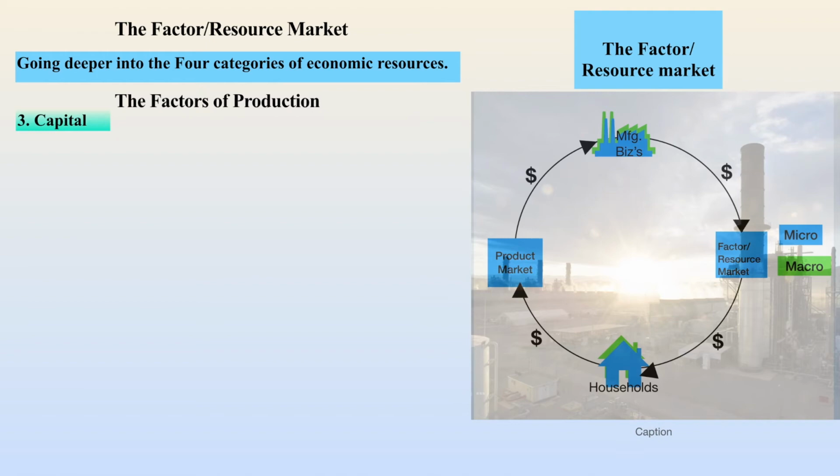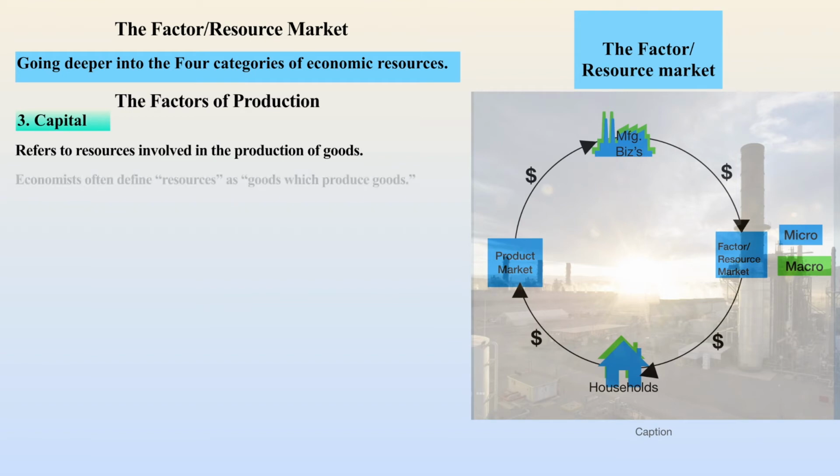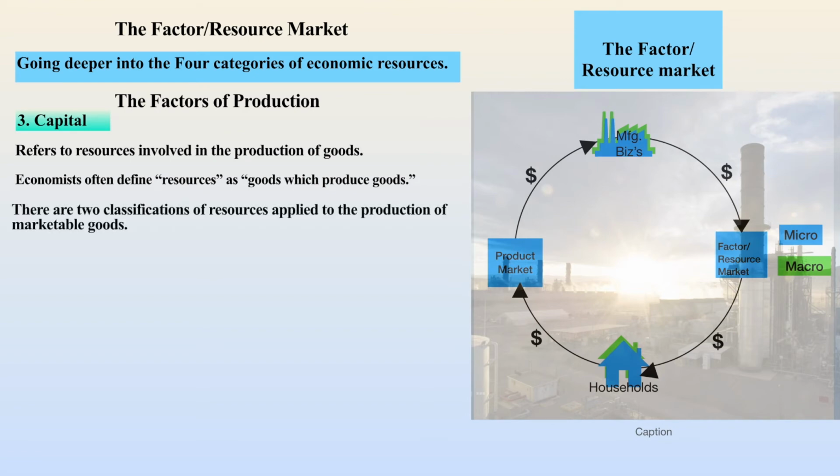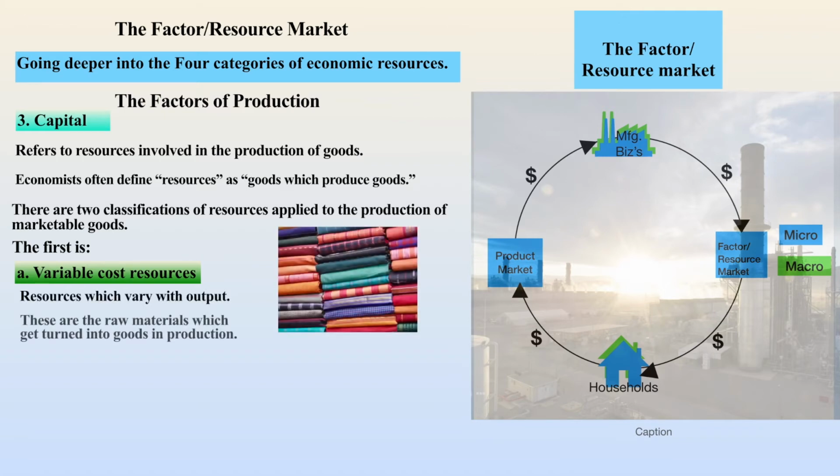Number 3, capital. This refers to resources involved in the production of goods. Economists often define resources as goods which produce goods. These are two classifications of resources applied to the production of marketable goods. The first is variable cost resources, resources which vary with output. These are the raw materials which get turned into goods in production.